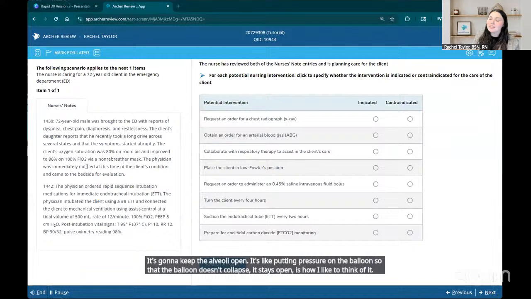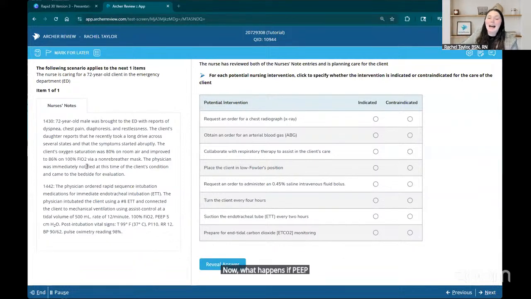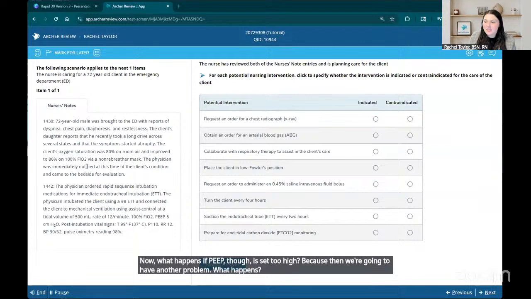Now, what happens if PEEP, though, is set too high? Because then we're going to have another problem. What happens if PEEP is set too high?